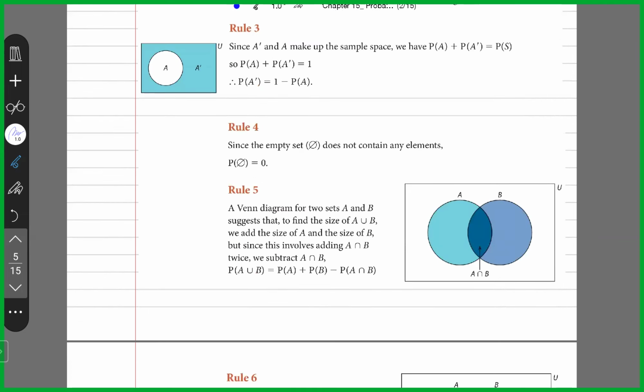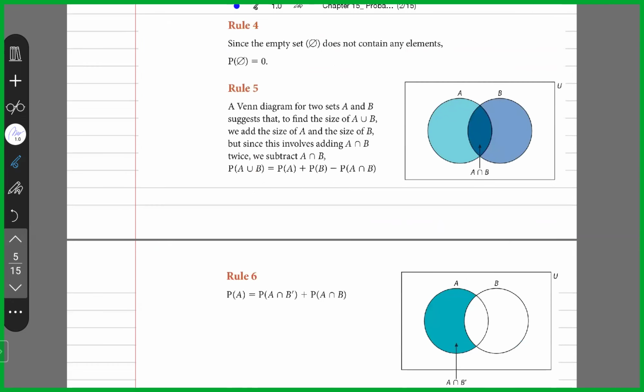Rule number 4. Since the empty set does not contain any element, the probability of the empty set is 0.